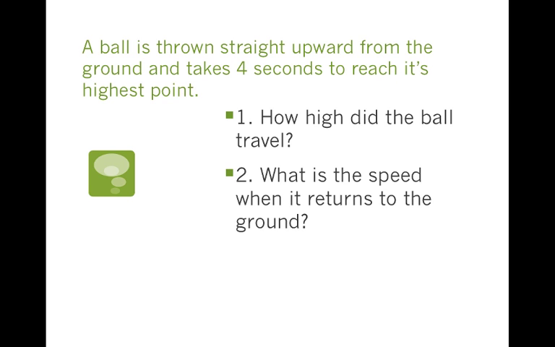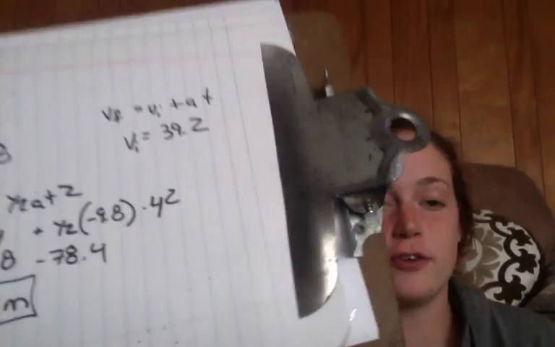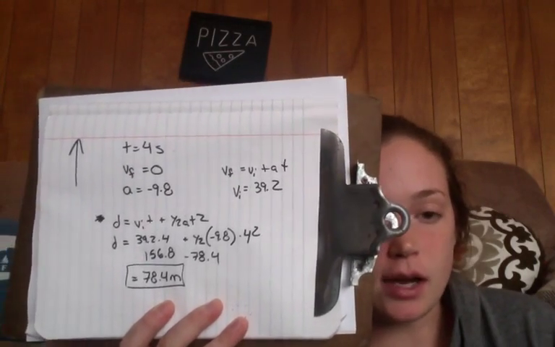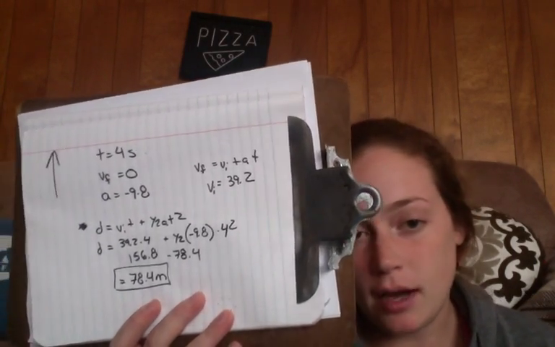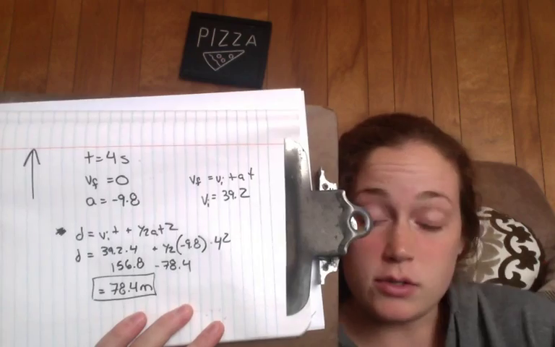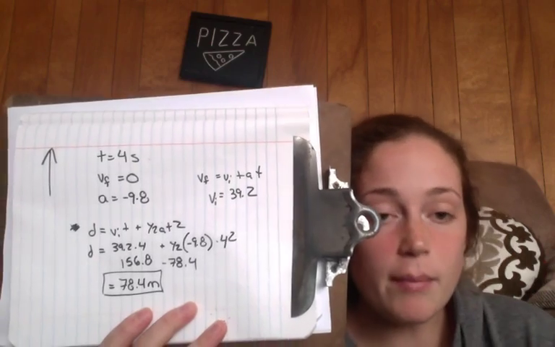Alright, I'm going to start going over it, and then we're going to move on to force, and then we're going to call it a day. Alright, so this is what we do for the first part. We're throwing something straight up. We are given that the time is 4 seconds. Gravity's always pulling me down, so my acceleration's negative 9.8. And then we have to assume, because we want the distance it goes in the air, that we're at the max height. So at my max height, we know that my final velocity is 0.